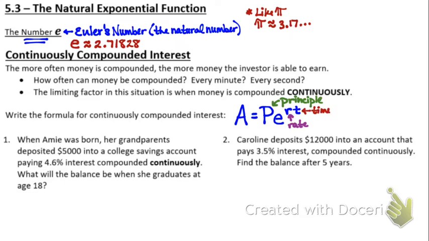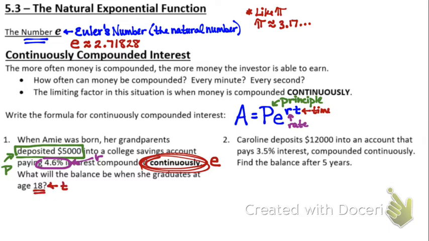All right, two different problems here to practice using the continuously compounded interest formula. Notice it says when Amy was born, her grandparents deposited $5,000 into a college savings account. So here's our principal, our starting amount, paying 4.6% interest. So this is where we're going to get our rate from. Compounded continuously. So we're going to use the natural number, e. What will the balance be when she graduates at age 18?